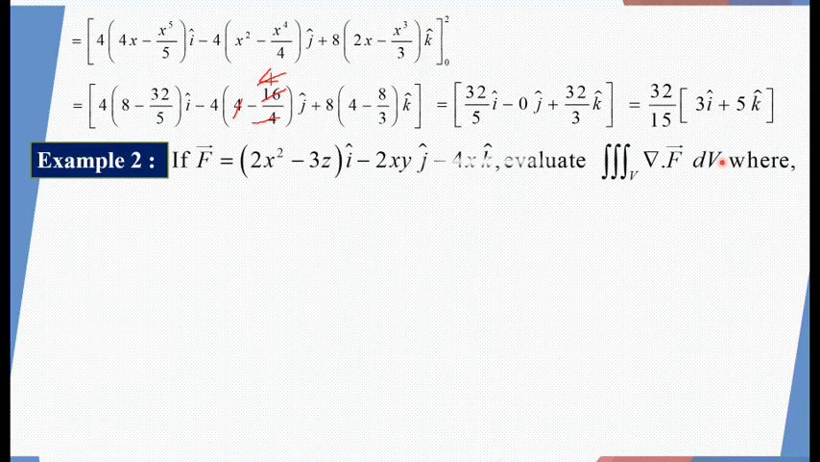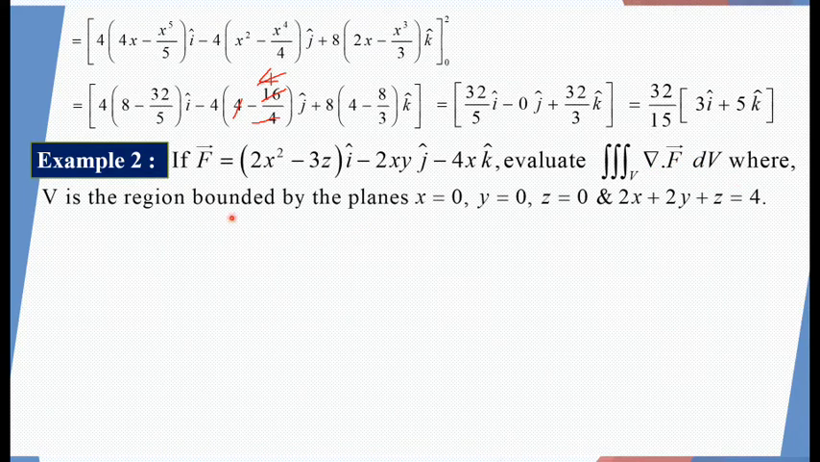Example 2. If vector f equals 2x square minus 3z i minus 2xy j minus 4x k, then evaluate the triple integral over V of del dot vector f dV, where V is the region bounded by the planes x equals 0, y equals 0, z equals 0, and 2x plus 2y plus z equals 4.